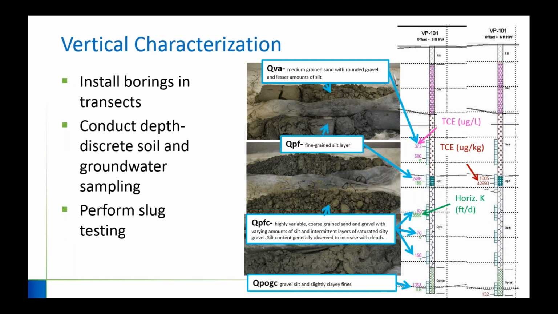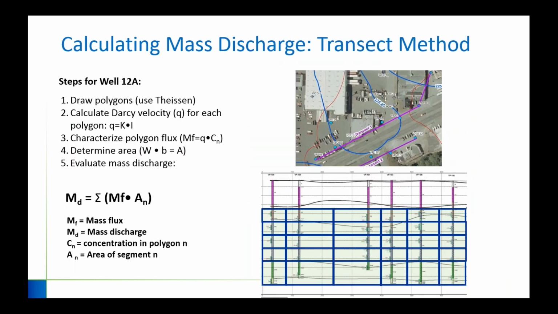One thing, if you can see in the green down here, there's a really, really high conductivity value. It's like 3,500 in this one thin little zone here, along with some pretty high concentrations. As you do with the Transect method, we had the different borings and then the vertically discrete samples. So you draw the polygons. In this case, we used essentially rectangles. And then you calculate the mass flux in each one of these using the concentration and the flow, and then you add it all up to get the mass discharge.